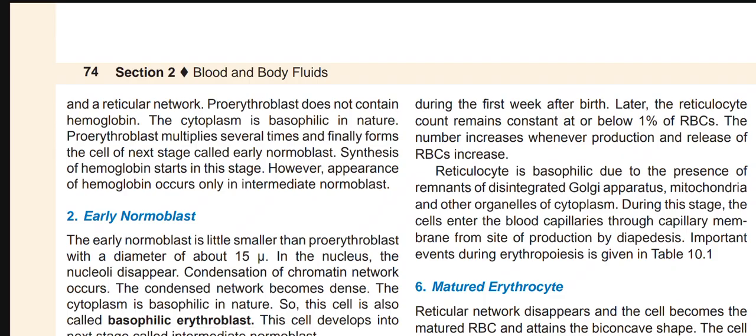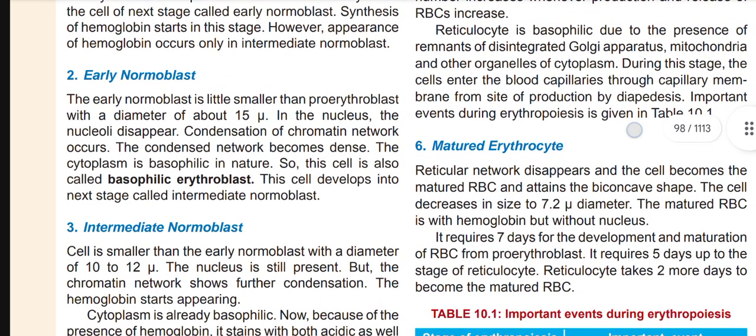The cytoplasm is basophilic in nature, and proerythroblast multiplies several times and finally forms the cell of the next stage called early normoblast. Though the hemoglobin does not appear in this stage, the synthesis of hemoglobin starts in this stage. So it is an important phenomenon. You must remember it. However, appearance of hemoglobin occurs only in the intermediate normoblast. Now, early normoblast. The early normoblast is a little smaller than the proerythroblast with a diameter of about 15 micron. In the nucleus, the nucleoli disappear.